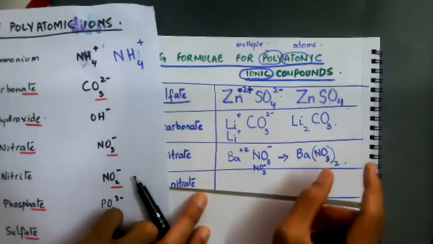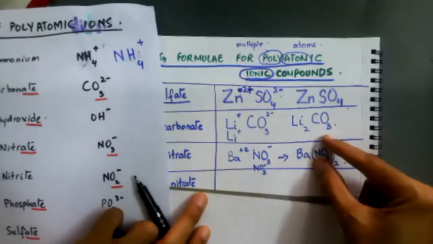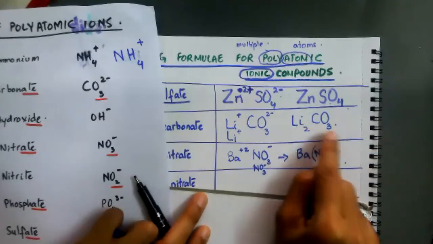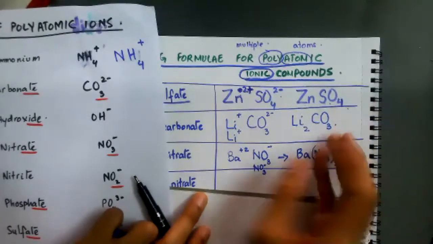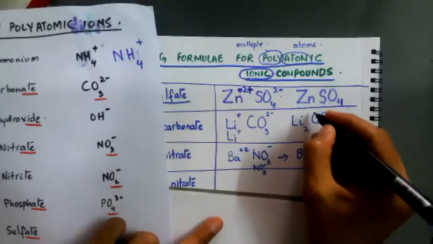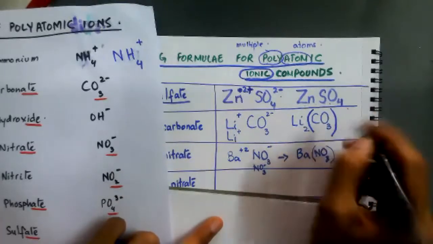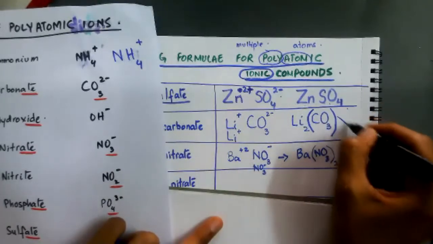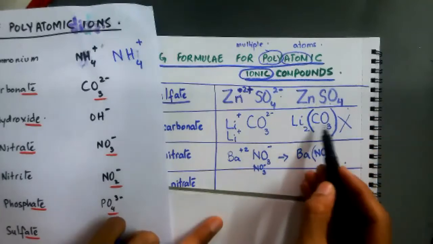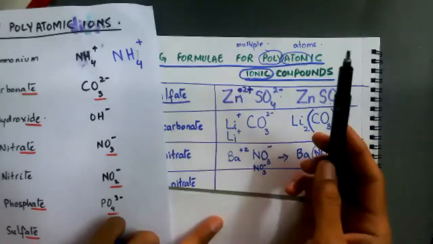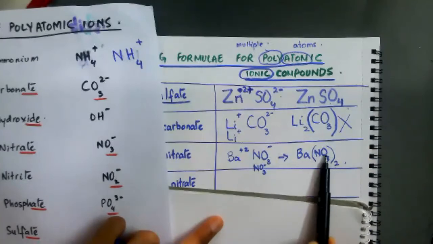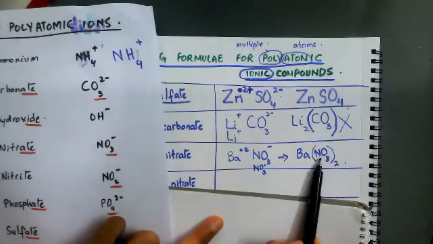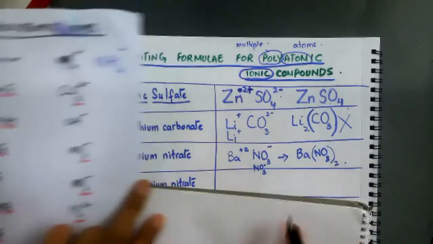Okay? So whenever you have a polyatomic ion, now I did not use a bracket here. Why? Because there was only one. So no need to write a bracket. If you put a bracket here, that would be wrong. So whenever you have a polyatomic ion which is only one, you never put a bracket. You put a bracket when there's more than one polyatomic ion. Do you understand this? Okay.